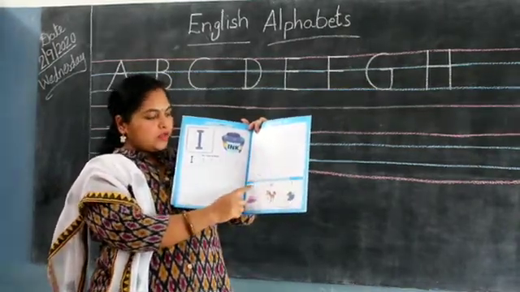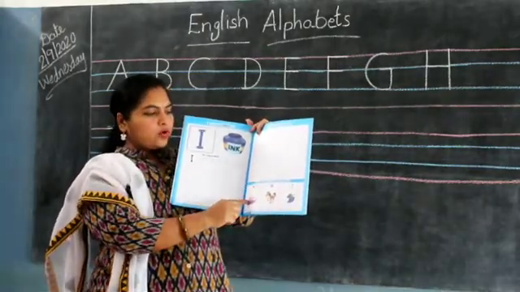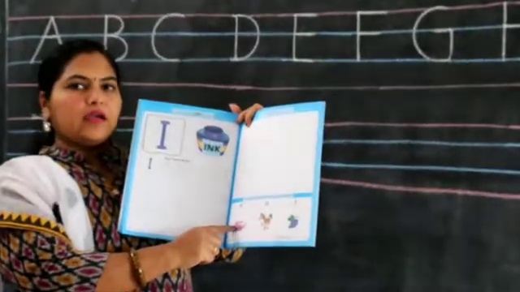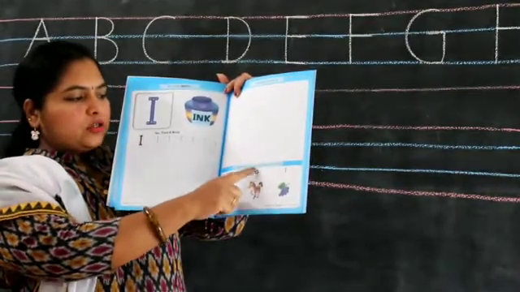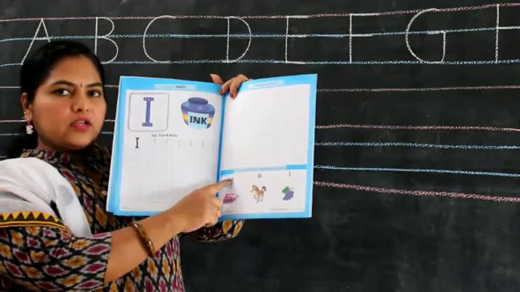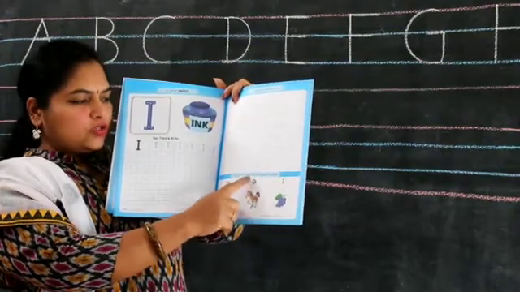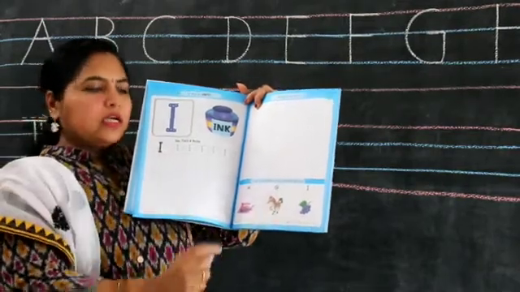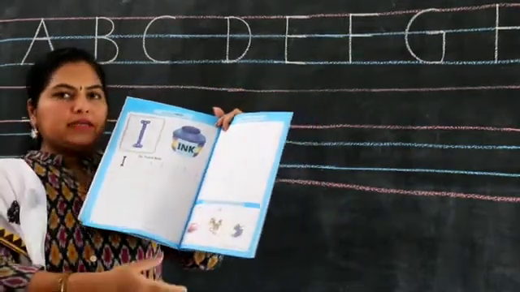And what letters you have? H, G and I. So iron box starts with the letter I. So you'll have to join the I to the iron box. Horse starts with the letter H. So join H and the horse. Grapes starts with the letter G. So join G to the grapes. This is how you do this activity once you all learn to write I.